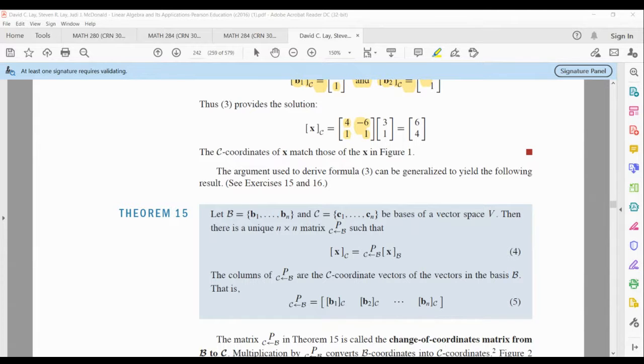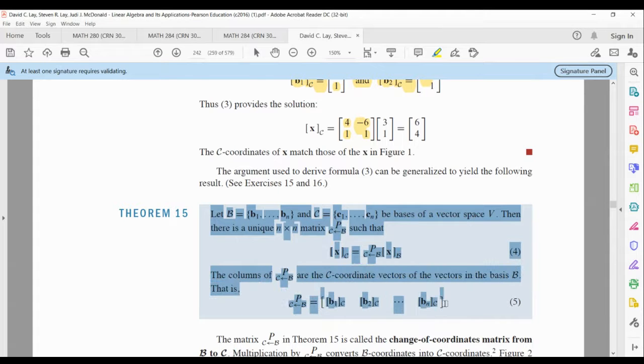Now we have this really cool theorem, Theorem 15, that connects this all together. Again, we're trying to relate one basis to another basis. That means we need to relate the coordinate vectors of one basis to the coordinate vectors of another basis. That's what we're doing here, and this is the theorem that does that.